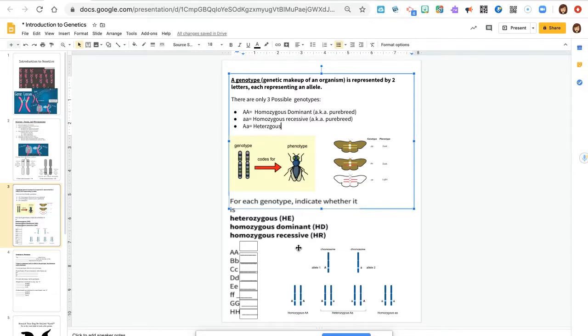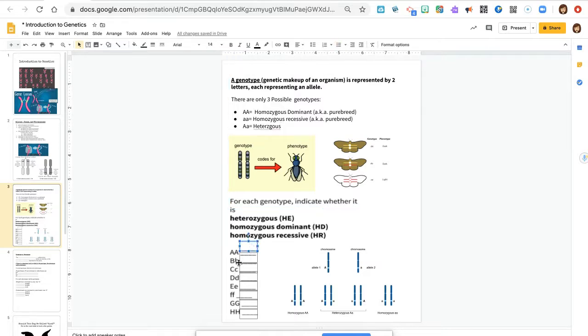So let's go down here and let's do some practice. These are different genes. I want you to write in the text box next to it if that is going to be heterozygous, homozygous dominant, or homozygous recessive. So this one is going to be HD because there are 2 uppercase letters. So go ahead and pause this and fill in the rest of the different types of genotypes here.